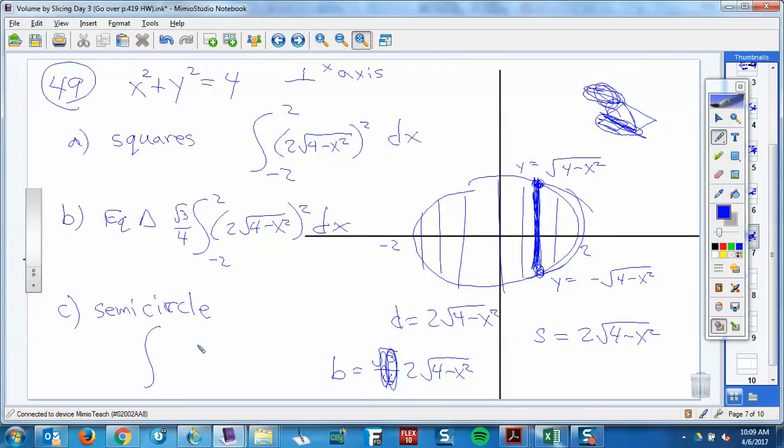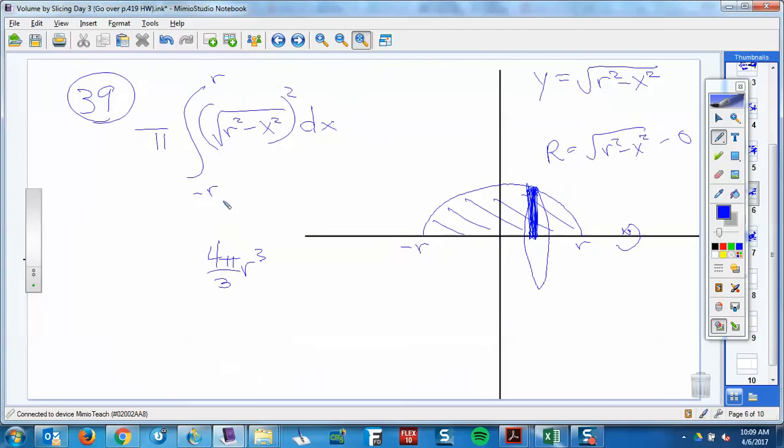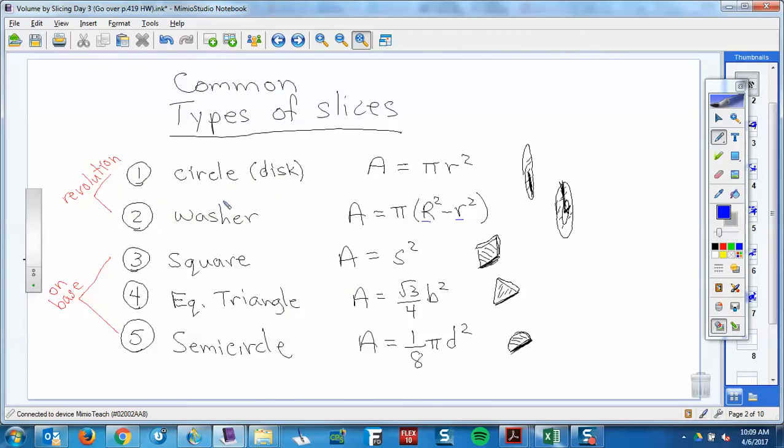And what is our area of a semicircle? 1/8 pi times d squared, from -2 to 2. So the only thing that really changed is those numbers out front, because every one of those was the strip squared. If you look at these formulas, that's basically what they are. The strip is the side of the square, the strip is the base of the triangle, the strip is the diameter of the semicircle, and for every one of those you square them, and then they just have another number out front. So it's not too difficult once you get the hang of that.